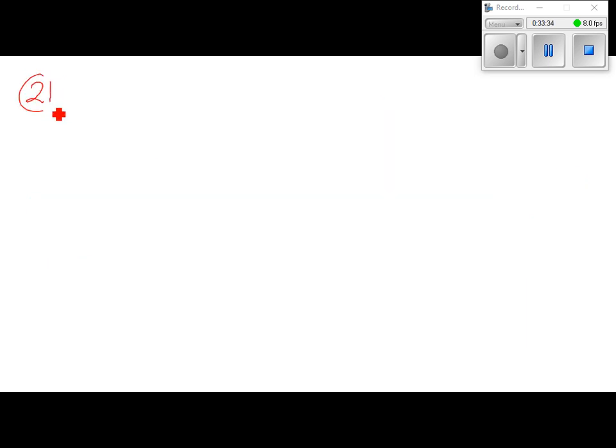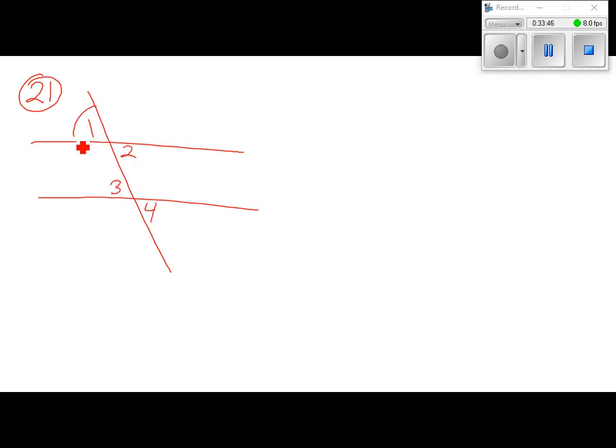Problem 21. They give us a picture, it looks like this. Got to write a two-column proof. That's angle 1, that's angle 2, that's angle 3, that's angle 4. The given information says angle 1 is congruent to angle 3. We know angle 1 and angle 2 are congruent because they are vertical angles. So somewhere in our two-column proof, we're going to have something about vertical angles. Then if 1 and 2 are congruent, 1 and 3 are congruent, that means 2 and 3 are congruent. And we can find that by substitution.